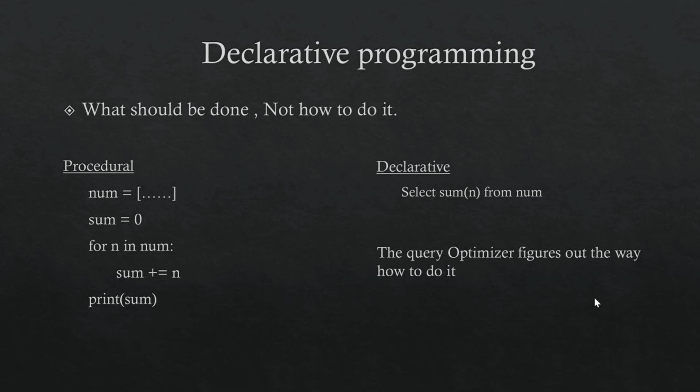Let's take a small example. You want to calculate the sum of the numbers present in a list. In procedural programming, you have to iterate through each number, sum it up, and then write a print statement to give the sum of all the numbers. But in declarative, you just say that you need the sum of these numbers. The query optimizer will figure out how to do it in the most efficient way. If the data changes, it handles that in a very efficient way.